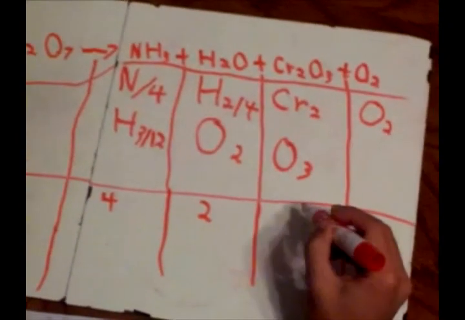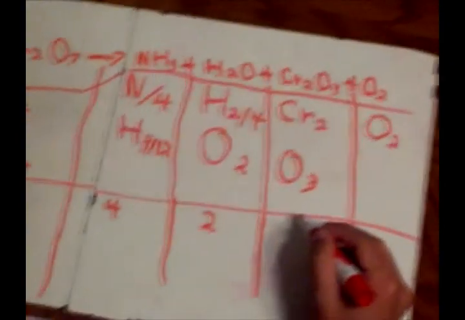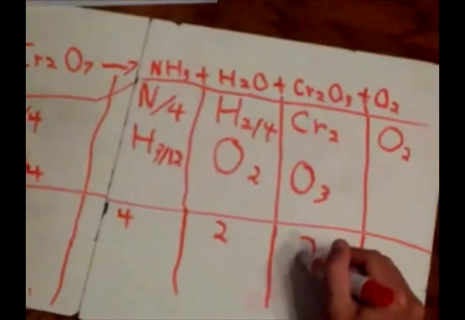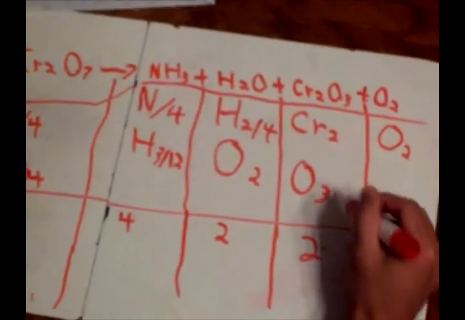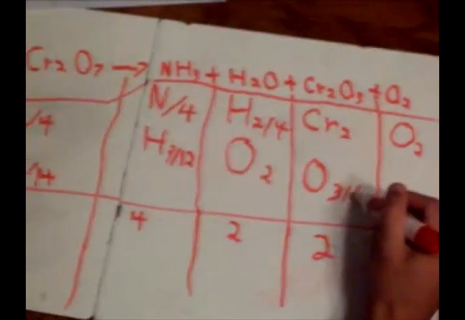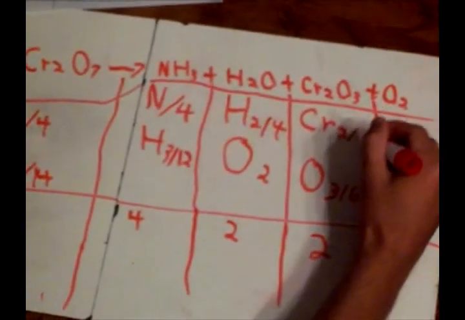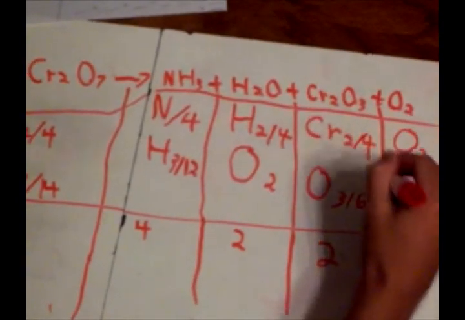Next, you're going to want to multiply this one by another 2. That way, this one will be O6, and this will be CR4.